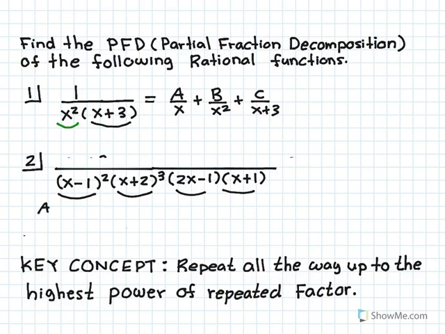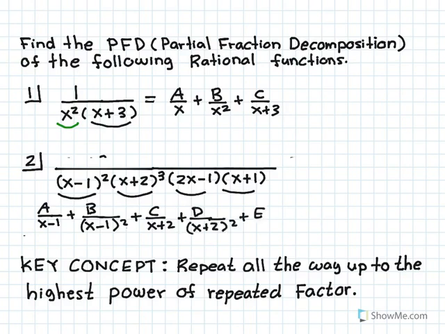We'll get a over x minus 1 plus b over x minus 1 squared plus c over x plus 2 plus d over x plus 2 squared plus e over x plus 2 cubed. So we repeat all the way up to the power 3. And the last two are just linear factors, so we get f over 2x minus 1 plus g over x plus 1. So the key concept is to repeat all the way up to the highest power of repeated factor.